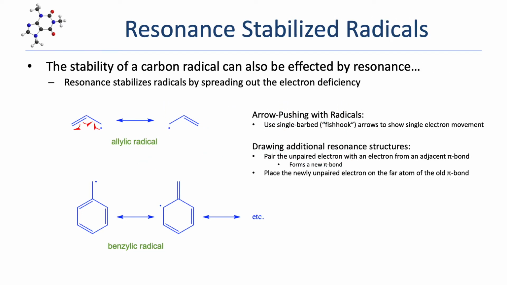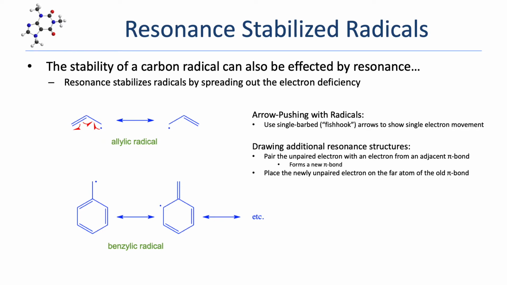Another structural feature that can greatly impact the stability of a radical is resonance. Resonance can stabilize the electron deficiency of a radical by spreading it out over multiple atoms. So here we have the most important resonance-stabilized radical, the allylic radical. You might have already seen the very similar allylic carbocations and allylic anions. The term allylic simply refers to a carbon atom directly bonded to an alkene. So an allylic radical is simply a radical placed on a carbon adjacent to an alkene.